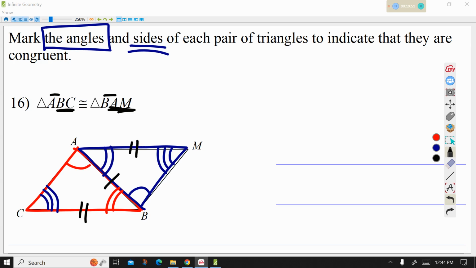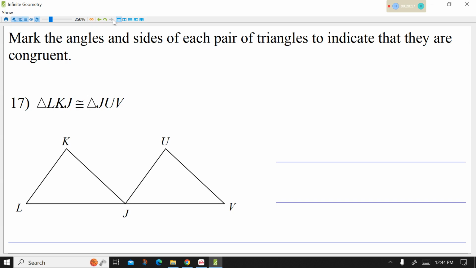Okay, now we get the first letter and the last letter, but that's AC. And the first and last letter here are B and M, so that also gets 3. So now this problem would be done because we marked the angles and the 3 sides of each of these. So this is the way that we finish that problem. Okay, so you can pause it and rewind if you want to look at that again.